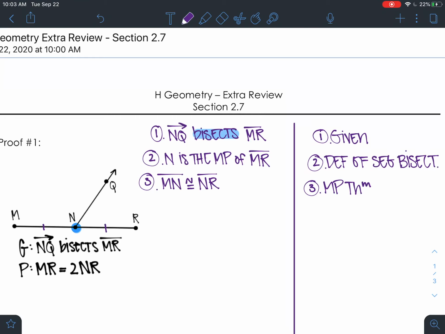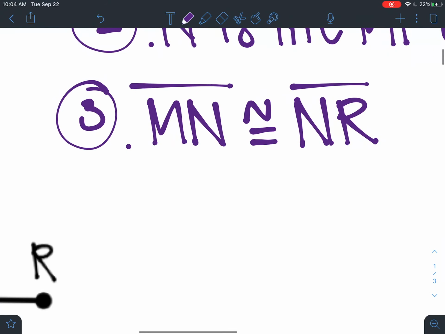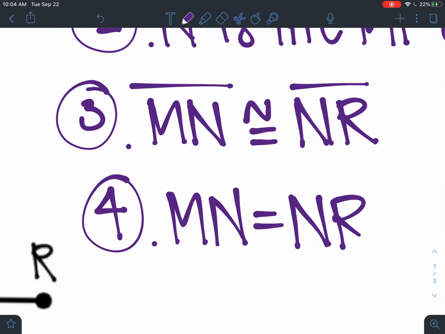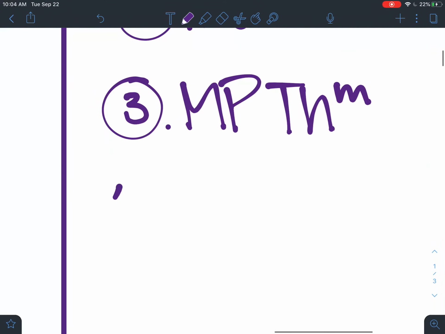And we're going to keep going off of that, because if segments are congruent, that means that they have the same length, right? So to talk about the length one more time, remember, it's MN without the hat. So the length of MN is equal to the length of NR, and that's through definition of congruence.